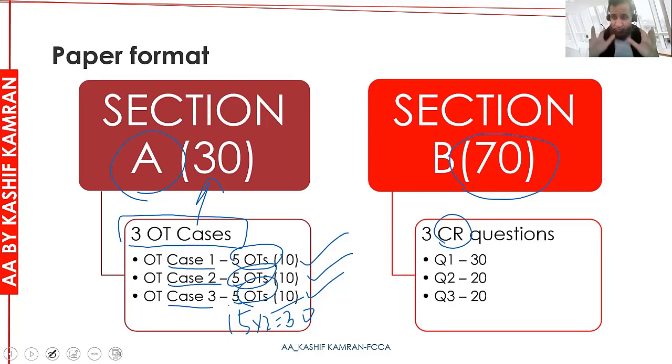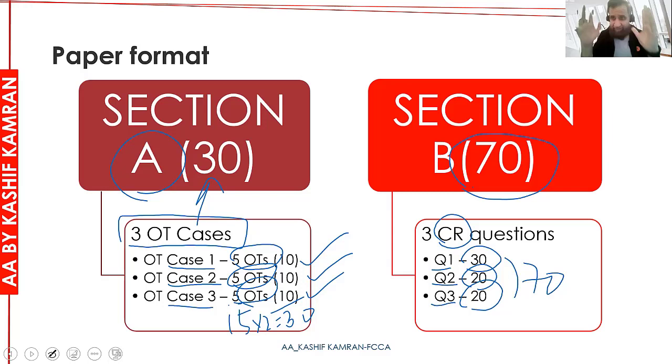They're not OT questions. They're constructed response questions. So that means you need to write the answer, the proper answer. Question number one is of 30 marks. Question number two is 20. Question number three is 20. So that makes 70. And they're case studies, right?